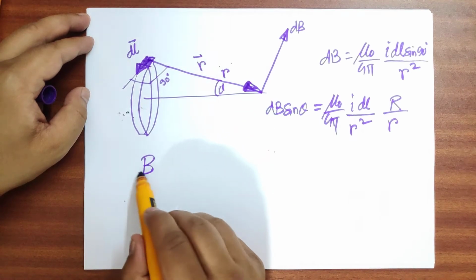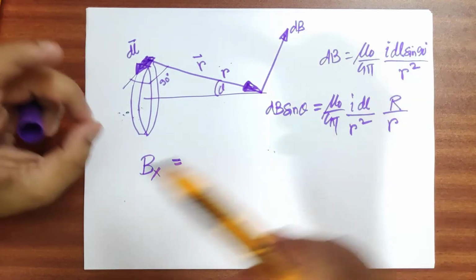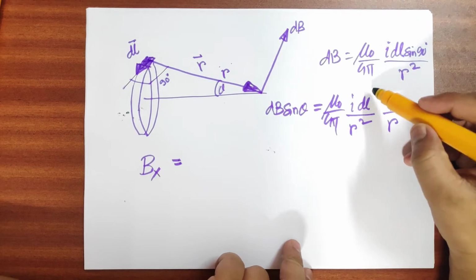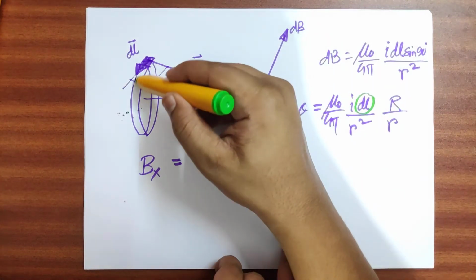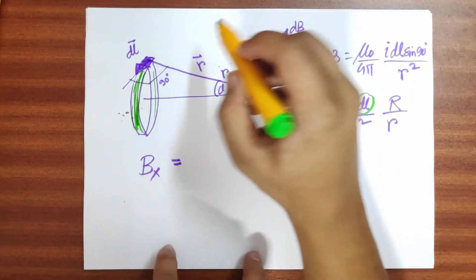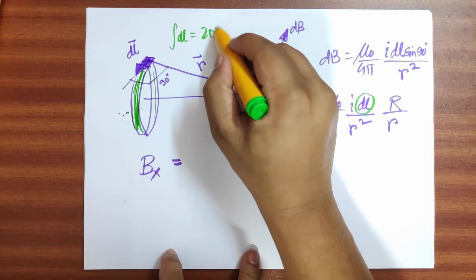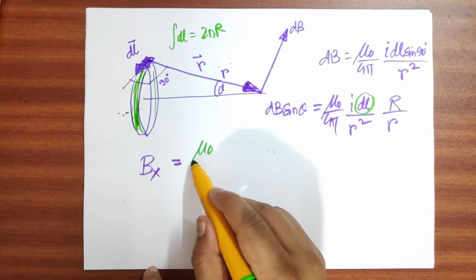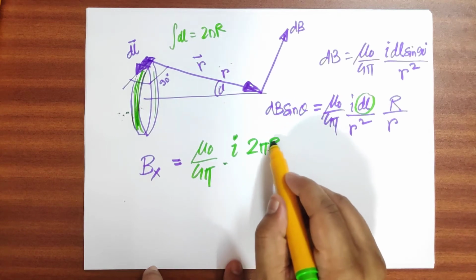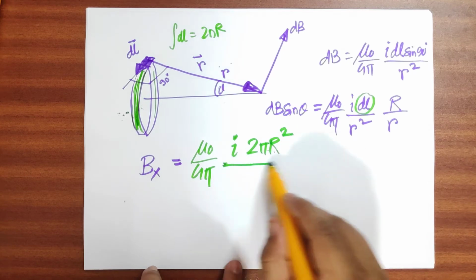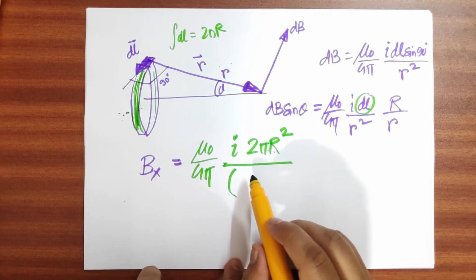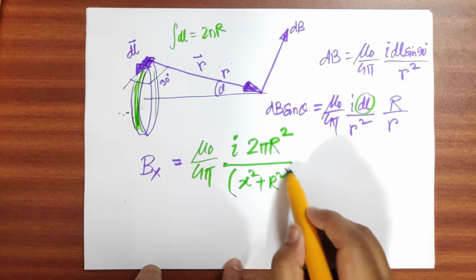So if you integrate that, you get Bx. If you sum up this thing, then only you have to add this dl, the rest are all constants. So the summation of dl will give you the circumference of the loop. Integral of dl is 2 pi R. So here you have mu 0 by 4 pi I into 2 pi R multiplied by R, so R square, divided by small r cube. Small r cube means x square plus capital R square to the power 3 by 2.